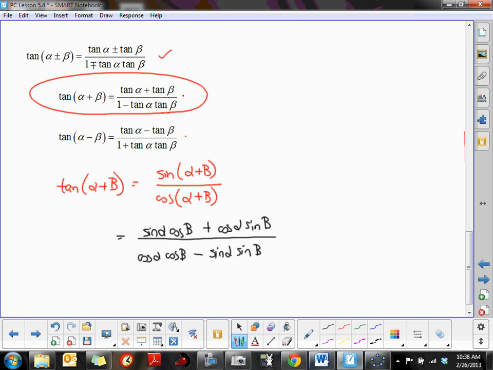Now we want it to look like the identity that they have in front of us, and that means we want to end up making, the key term to me is this one sitting right here.